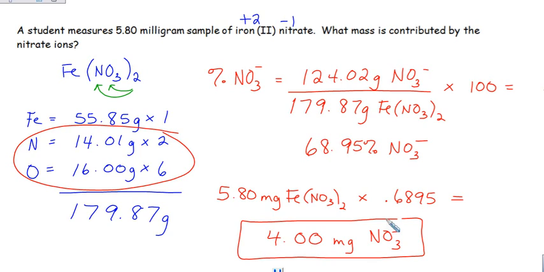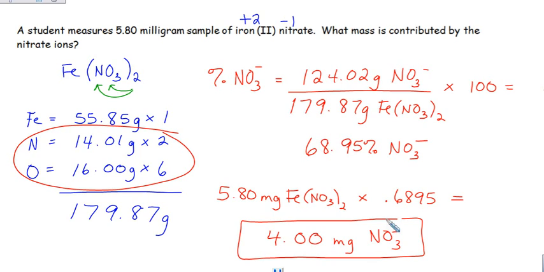Now, if the question said, what mass in grams is contributed by the nitrate ions, well, then I would have to flip the decimal spot and switch it from milligrams to grams. But if this one doesn't specify, I'm okay if you want to leave it.